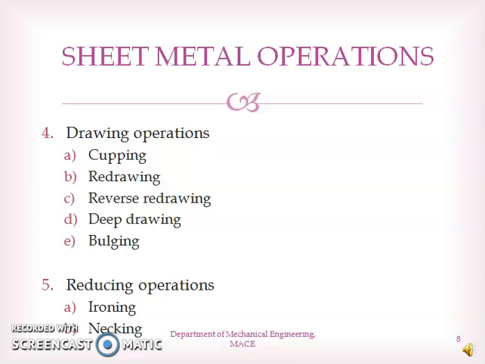And the next category is reducing operation. Reducing operations like ironing, necking, etc. comes under this category. So these are various classifications of sheet metal operations. Most of them or many of them we have discussed in earlier topics. Those that we have not discussed will be discussed in further classes.